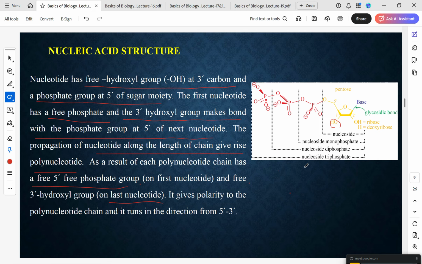This gives us the 5' to 3' directionality. So the first one won't have anything to bind to, so it will have a free phosphate group, and the last one won't need to bind to the next base, so it will have the OH group intact, so it will give us an idea where the 3' end is.